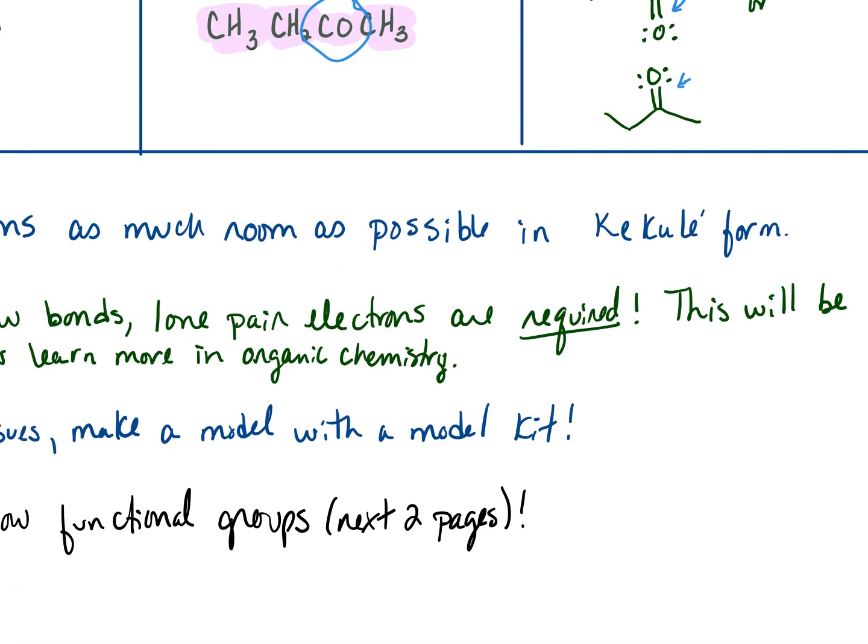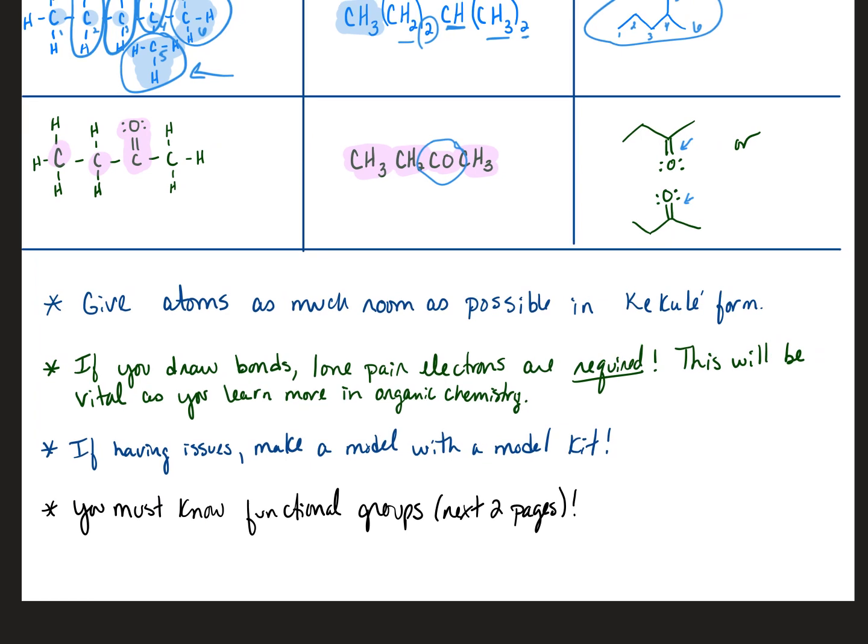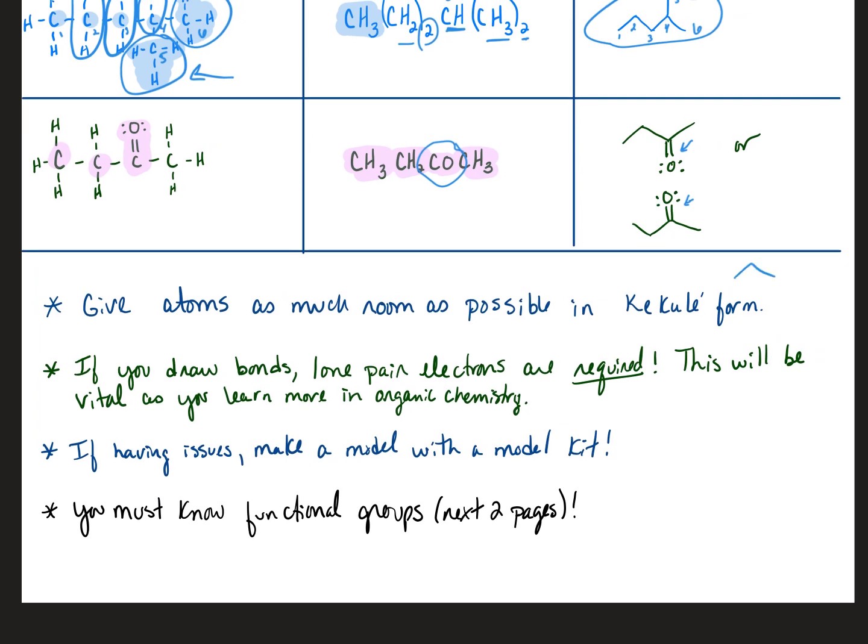You want to give atoms as much possible room when you're drawing the Kekule form. So one of the things that we don't want to do is something like this. That's a no-no, okay? Because you don't want to just put all atoms in one area. Remember, bonds are electrons. They want to be as far away from one another as possible. If you draw bonds, then you need to put in a lone pair of electrons. We were just talking about that, so I'm sure you got that down now. Okay.